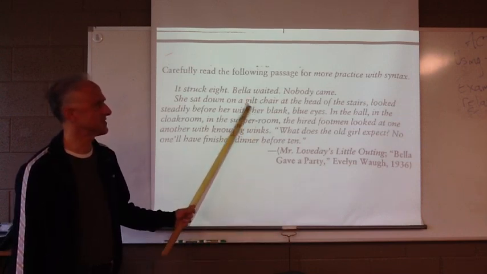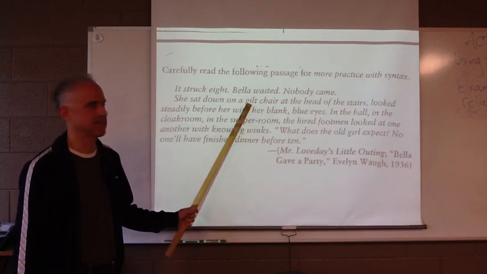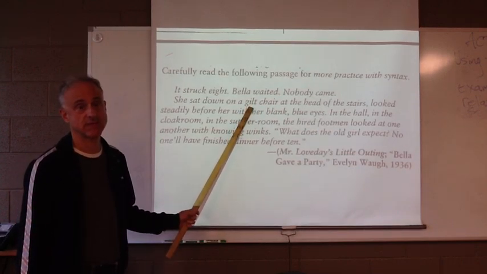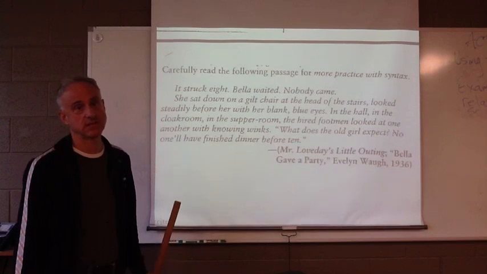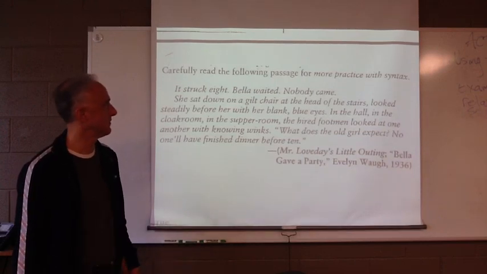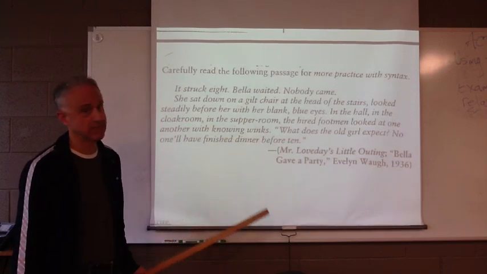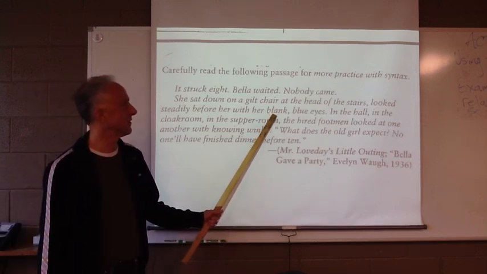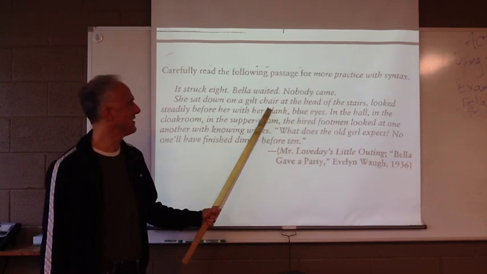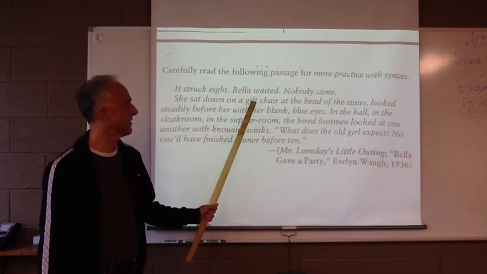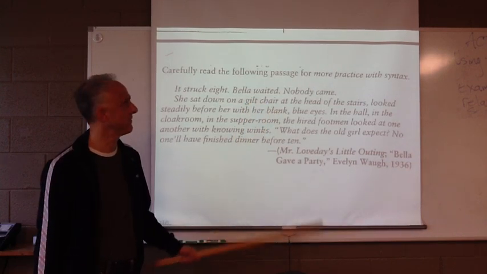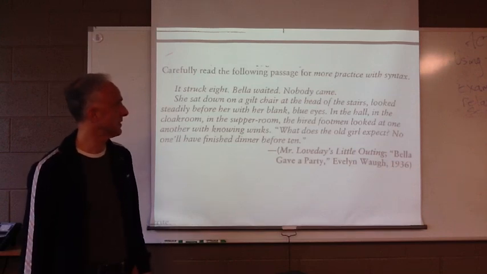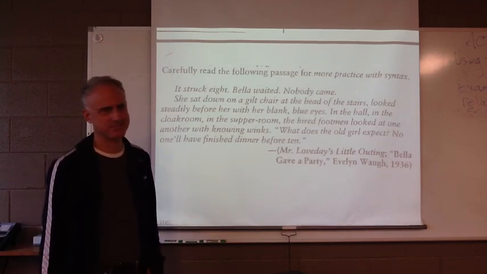What does this word mean? The chair is gilt. If something is gilded, it is gold covered. So she has a gold covered chair, not just one, I'm sure. And she's sitting there with what kind of blue eyes? Blank. These are our key examples of diction in the first half of this excerpt. And what do they indicate?